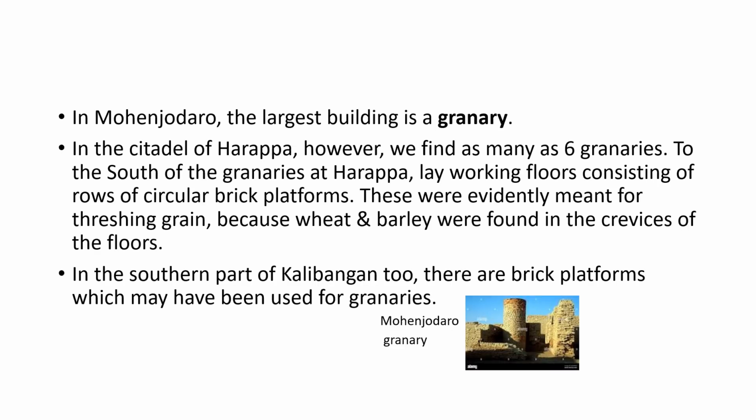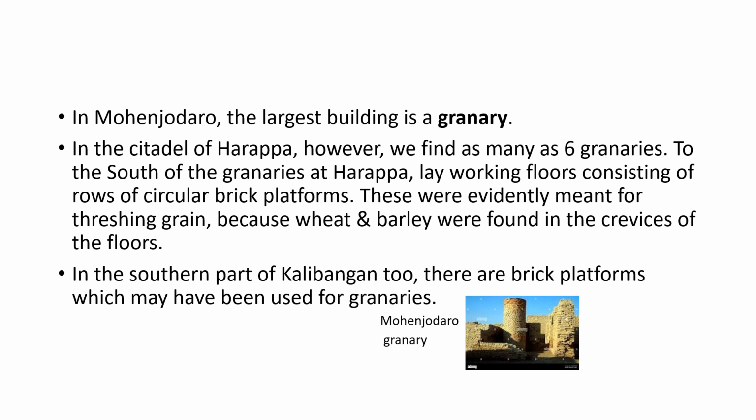Now in Mohenjo-daro, the largest building is a granary in the citadel. So this is the Mohenjo-daro granary, the picture of which you are seeing in the slide. And in the citadel of Harappa, we find as many as 6 granaries. To the south of the granaries at Harappa lay working floors consisting of rows of circular brick platforms, and these were evidently meant for threshing grain because wheat and barley were found in the crevices of the floors.